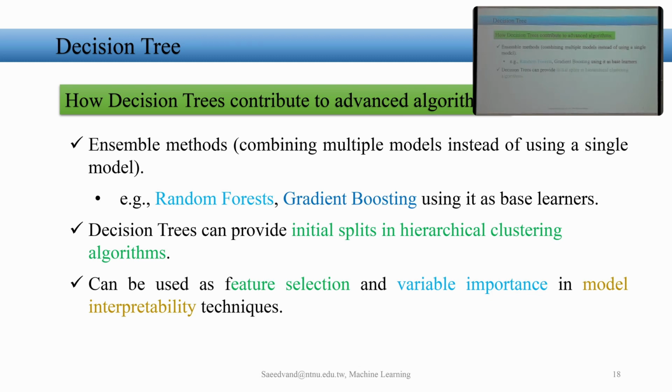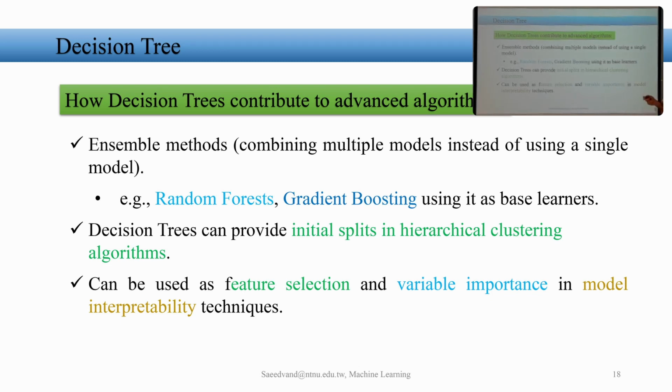Decision trees can provide initial splits in hierarchical clustering algorithms too. If you have an algorithm that works in hierarchical form, meaning in levels, then you can also use a decision tree there to create initial splits.